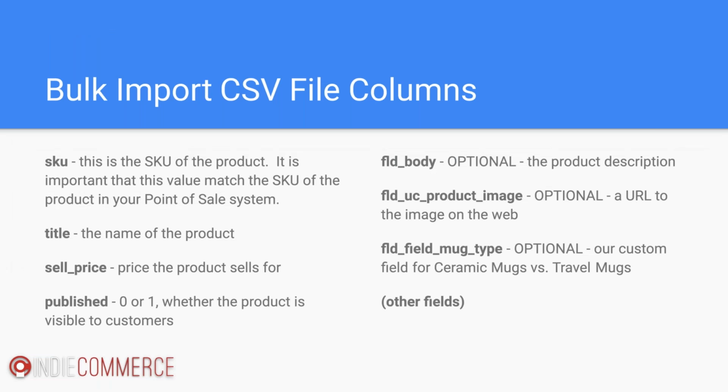Just to talk about the columns that are part of the CSV and what their function is. The SKU is the SKU of the product. It's extremely important when you put your files together that this value match the SKU for the product in your point of sale system. So whatever the SKU is for the product on your website, it does need to match what is in your POS. That's important for a lot of reasons, but so that LSI can work in the future, as well as so that if you download and sync your sales back to your point of sale system, it knows which product was sold.